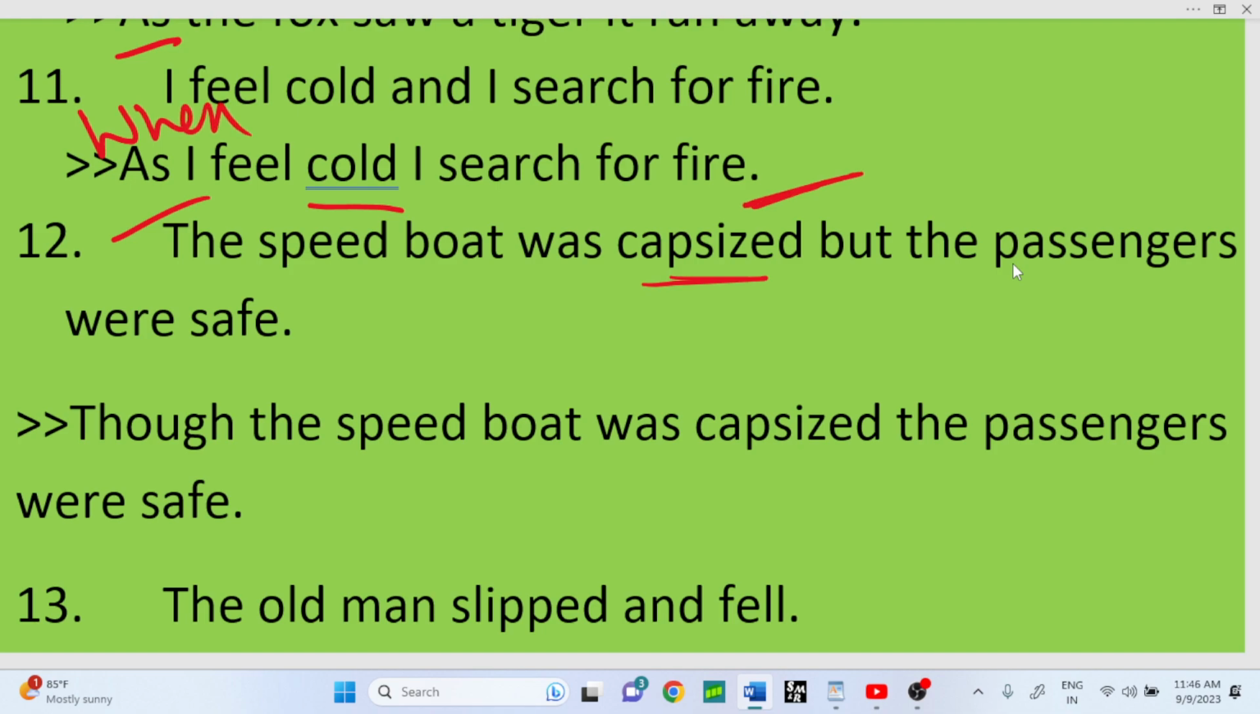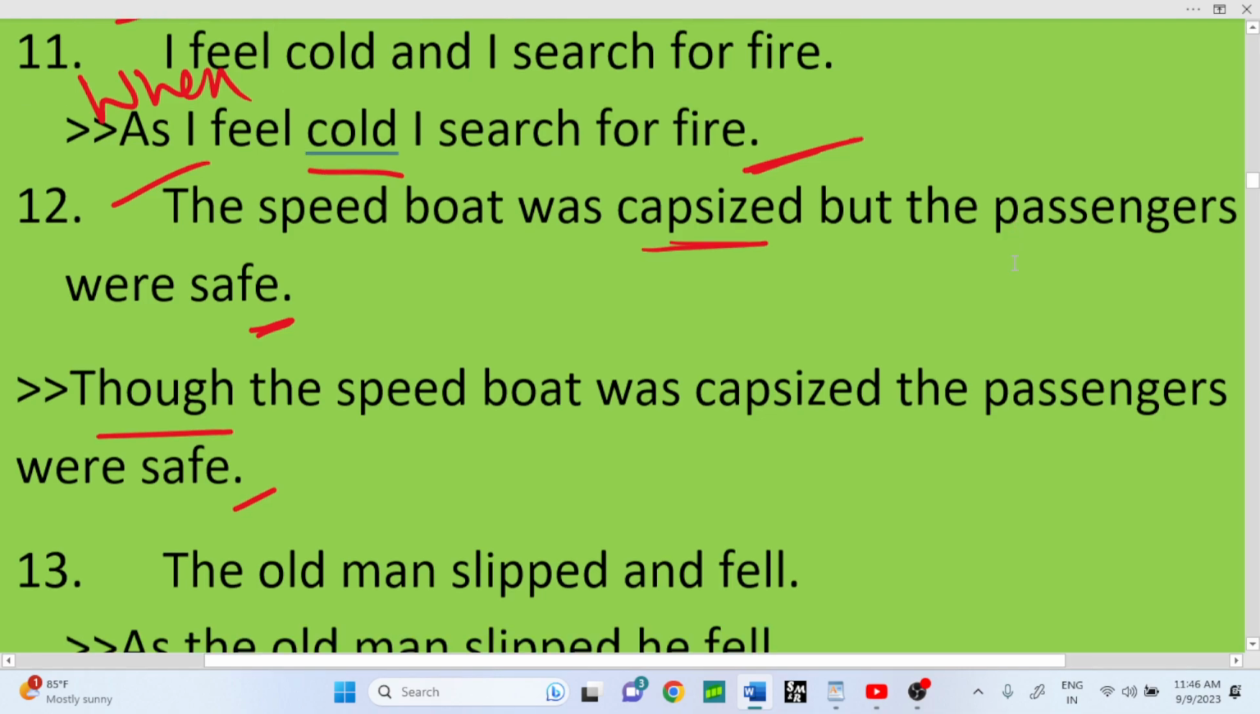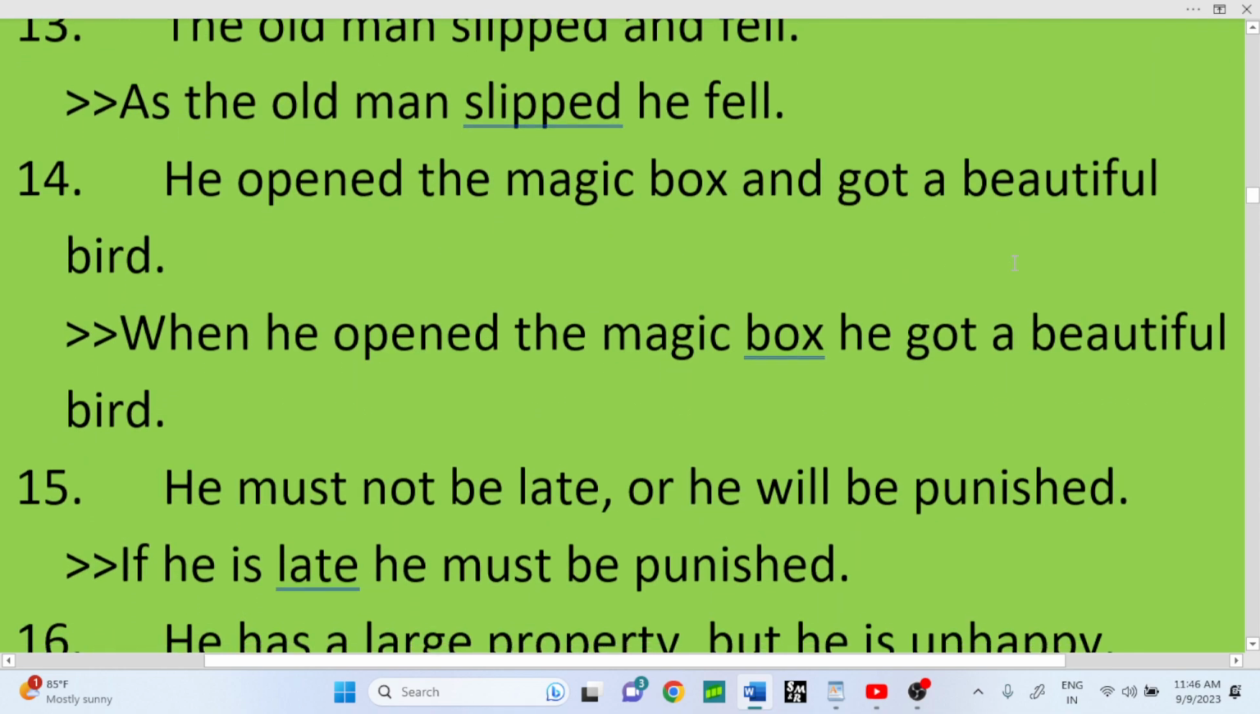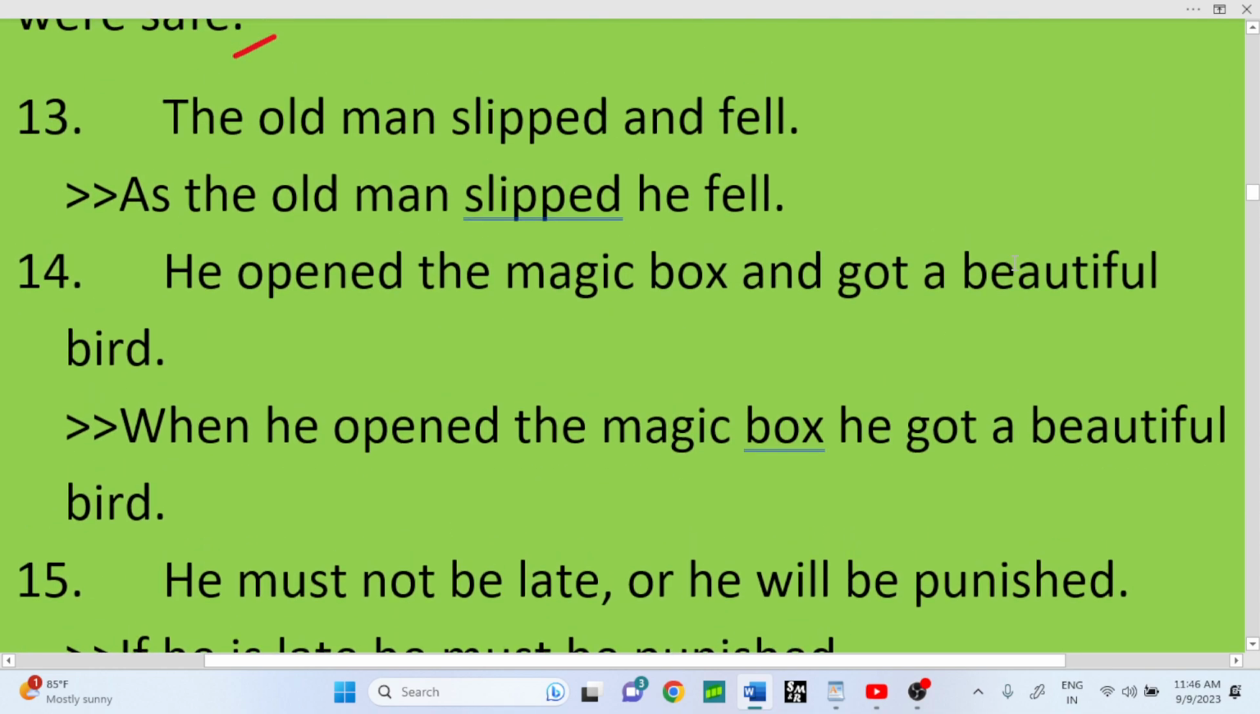The speedboat was capsized. Capsized means overturned. The speedboat was capsized, but the passengers were safe without any harm to the passengers. Though the speedboat was capsized, the passengers were safe. Though or although must be used in this respect to make the sentence complex one. 13. The old man slipped and fell. As the old man slipped, he fell. Or when the old man slipped, he fell.